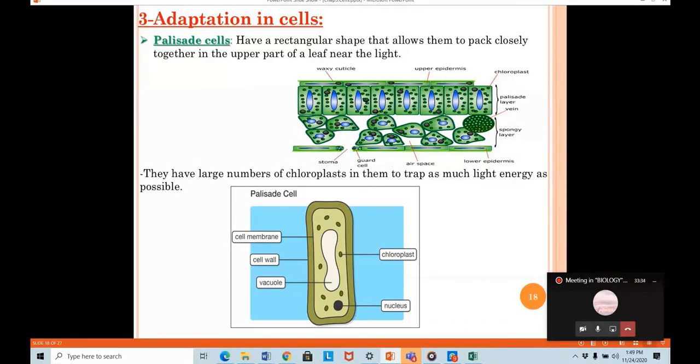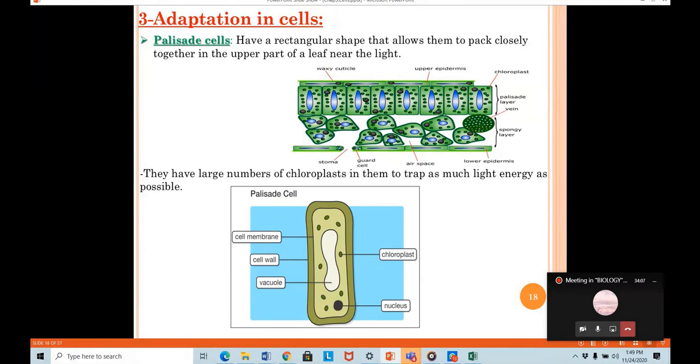So there are two types of tissues in a plant. One is known as the xylem and the other is known as the phloem. What do these two tissues do? One tissue carries water from the roots to all the parts of the plant. The second tissue distributes the food made in the leaves, which is the glucose, to the rest of the parts of the plant. This is the function of these two tissues, which are very important in a plant.